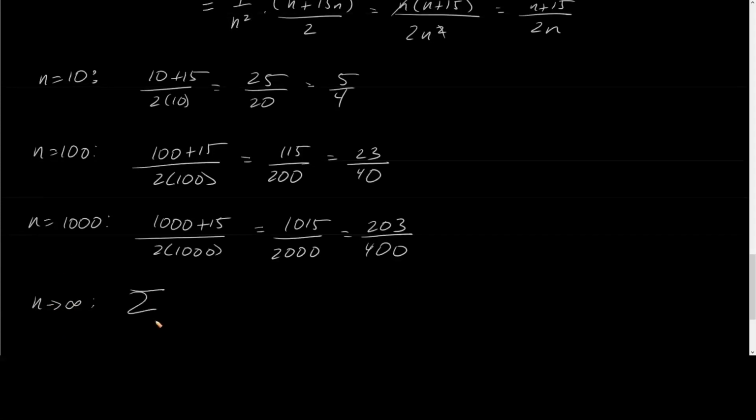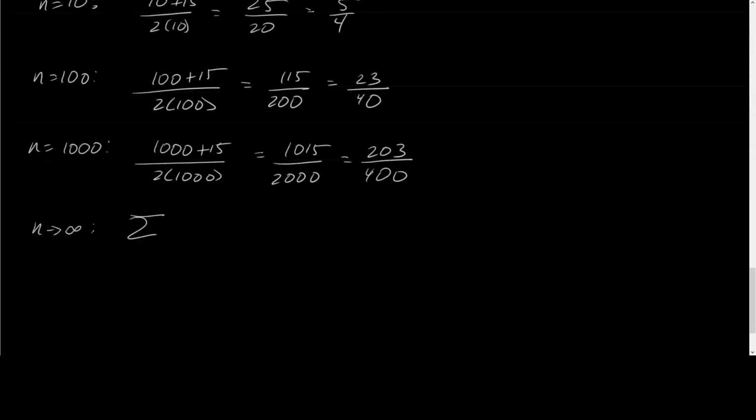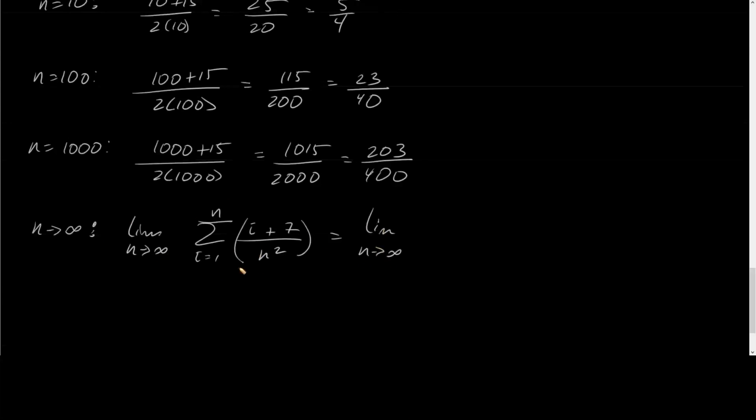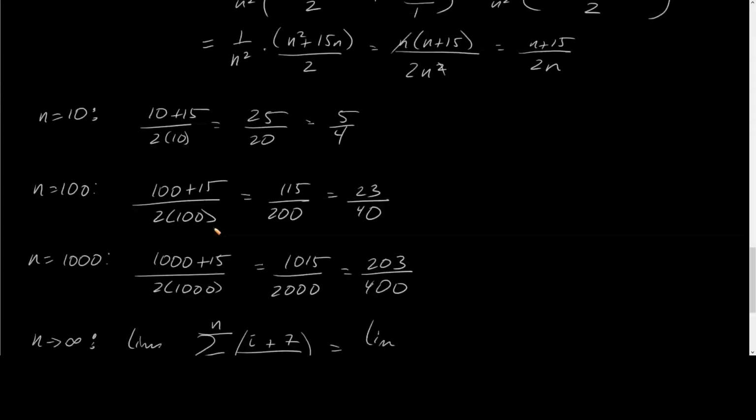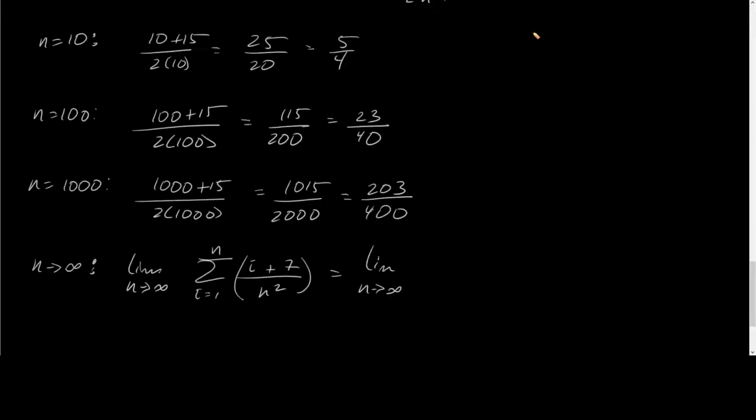That would give us that this summation, right, from i equals 1 to n of (i plus 7) over n squared. Well, since n is going to infinity, what we really should do here is write the limit as n goes to infinity in the front of it. And that would give us, well, the limit as n goes to infinity of, we already know what they simplified to, right? (n plus 15) over 2n.